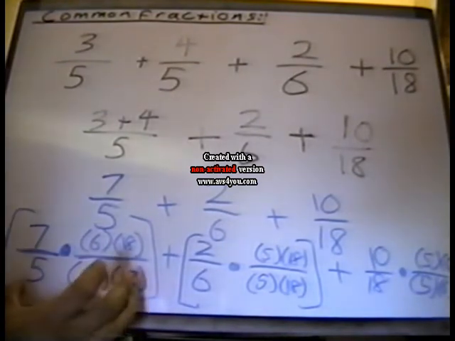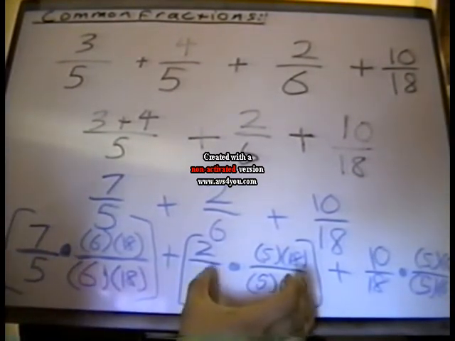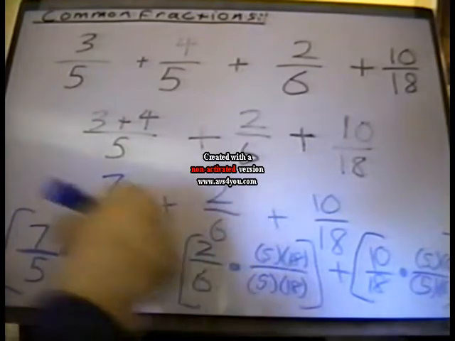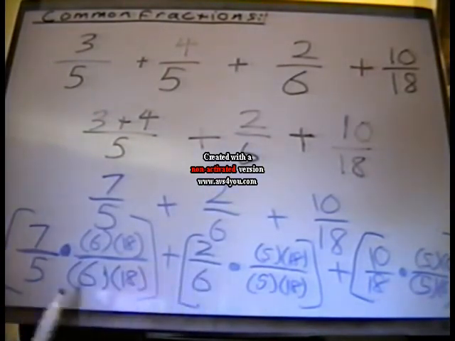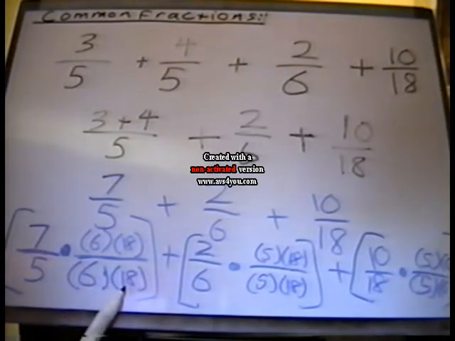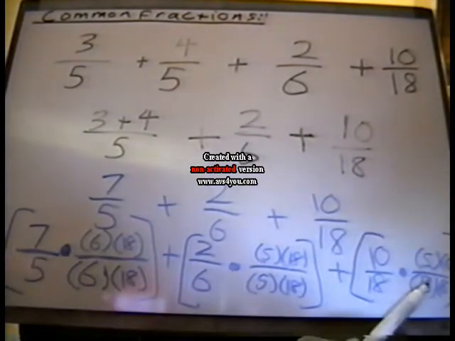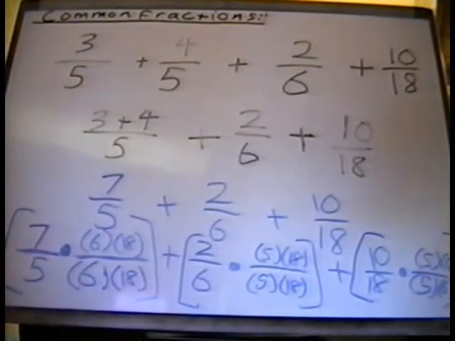You see here, now what we're doing is we're causing all the denominators to be the same now, because here in each denominator you get the same numbers being multiplied. Here we get 5 times 6 times 18. Here's the same thing, 5 times 6 times 18. And in the third term we have 5 times 6 times 18. You see? So please write that down.